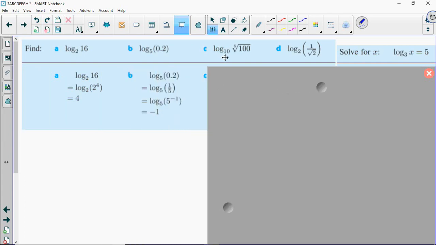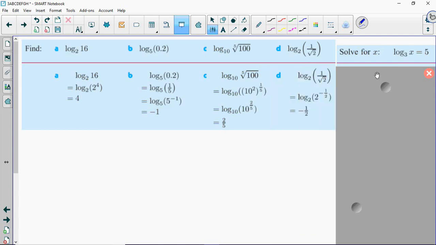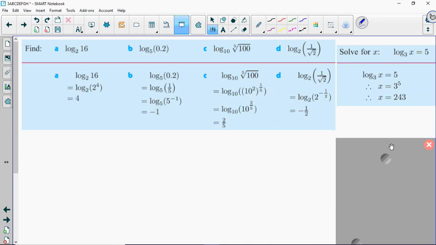Third one, we have log base 10 of the 5th root of 100. If it were just 100, then I would know that's 10 squared. So our answer is going to have a 2 in it, but then it's the 5th root, so that means we're going to raise it to the power of 2/5. Then here we have a square root of 2, so that's going to be a 1/2, but it's in the denominator, so we're saying -1/2. And then here we have a very simple logarithmic equation. Solve it for x. Again, we're just going to rewrite it in exponential form. So x is going to be equal to 3 to the power of 5, 243.